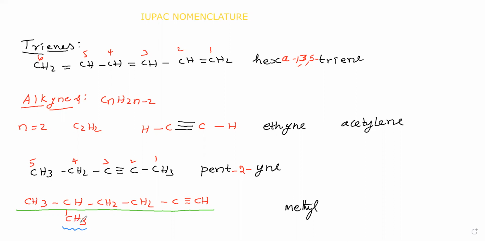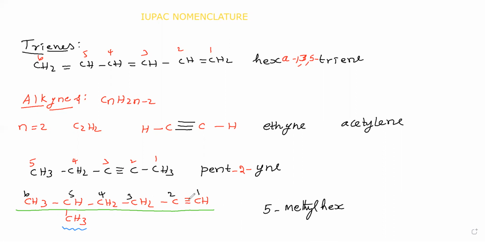So we have to start numbering from the right side, not from the left side. So on the right side we are starting numbering. We have started from the right side and proceeding towards the left side. Now the methyl position is 5, so we will say 5-methyl, and the parent chain contains 6 carbon atoms, therefore hex.